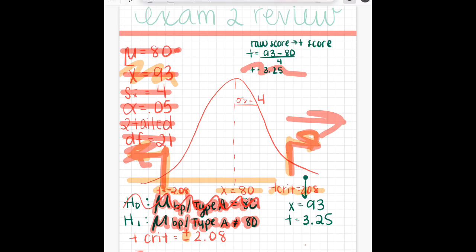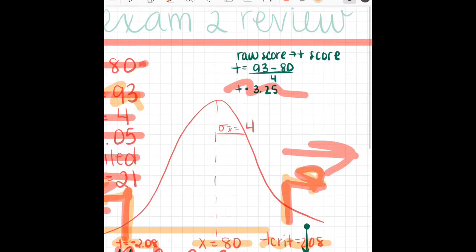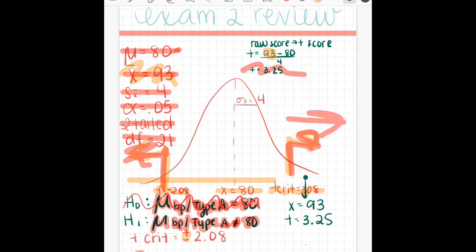And we're just going to use our formula sheet, which also will be provided to you on the exam, to transform our raw score into a T-score. So here I did 93, that came straight from the problem, that is our sample mean, minus 80, which is the population mean, and I'm doing that all over 4, which came from right here. And when I plug that into my calculator, I got 3.25.